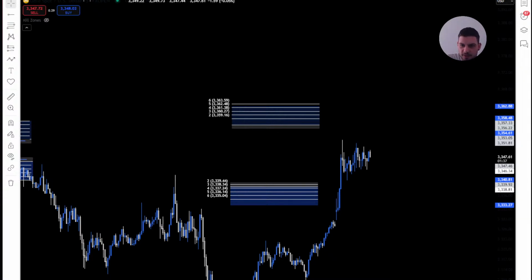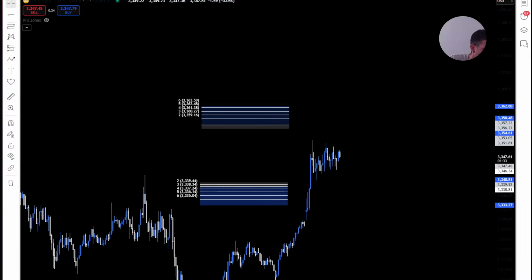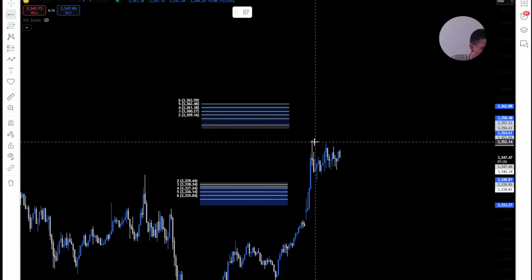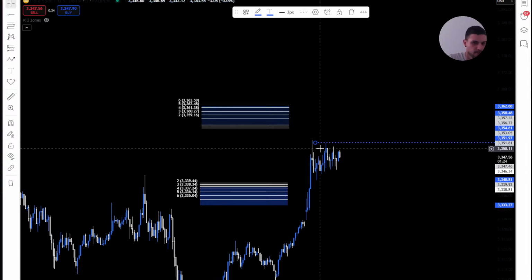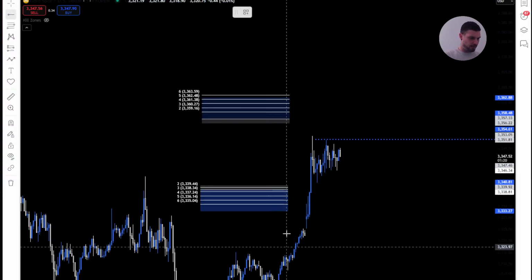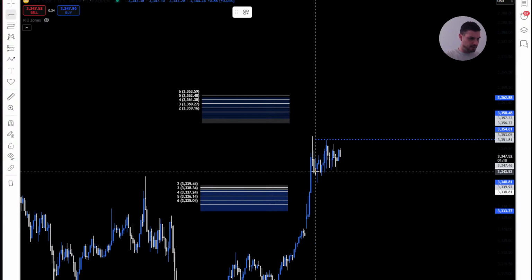Okay, so let's set up the charts for today. We're going to be looking at our closest level of support, resistance. We'll go for this zone here. Then marking up our level of support, we'll go for this area here.